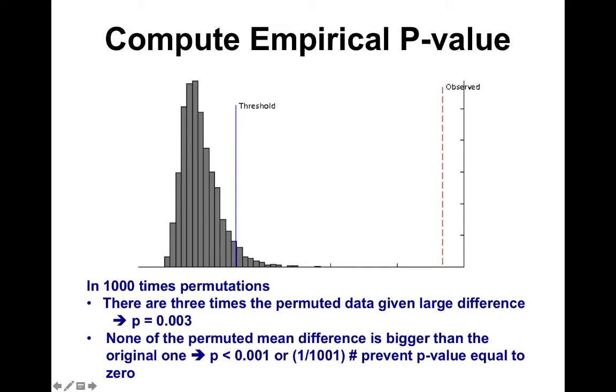If the original case and control label doesn't mean anything, there's no effect, and it's all here. Now, at this time, you should be very confident that there's a difference between your case and control, right? And if there are 3 times the permuted data has given a larger difference, the p-value is going to be 0.03. So out of 1,000 times, there's 3 times it's better, so this p-value is 0.03. If never, it's p less than 0.03, but it's not equal to 0. Sometimes people add 1 or so, this is all fine, it's all standard.